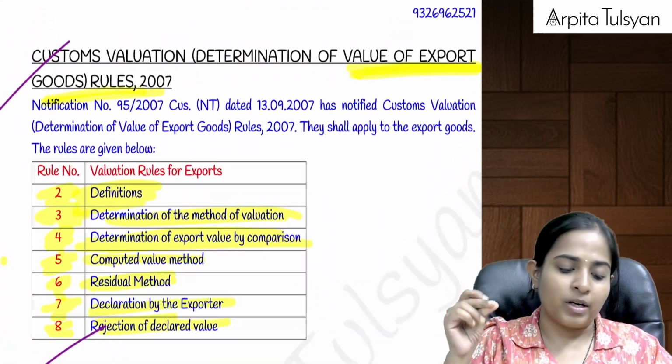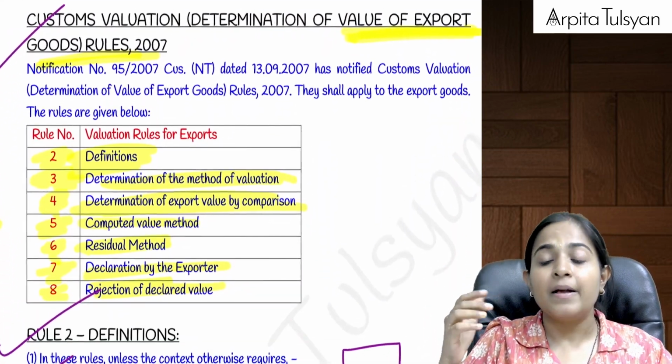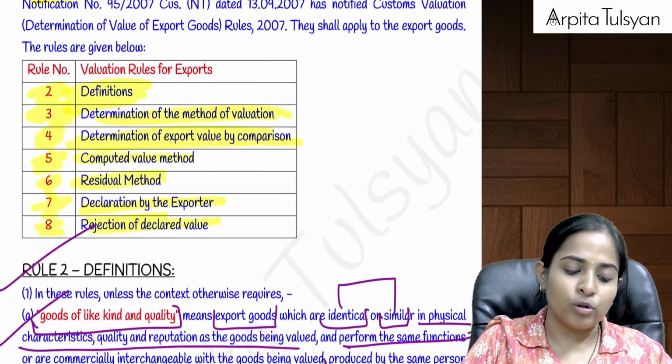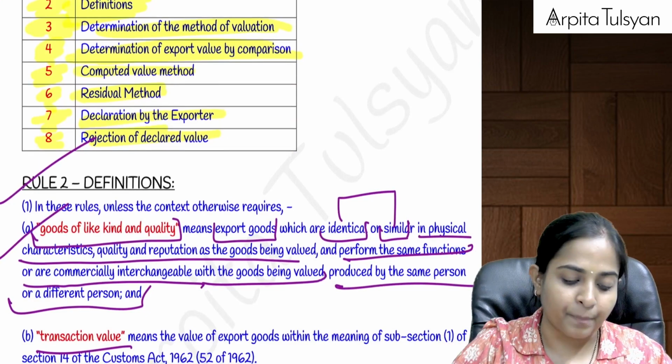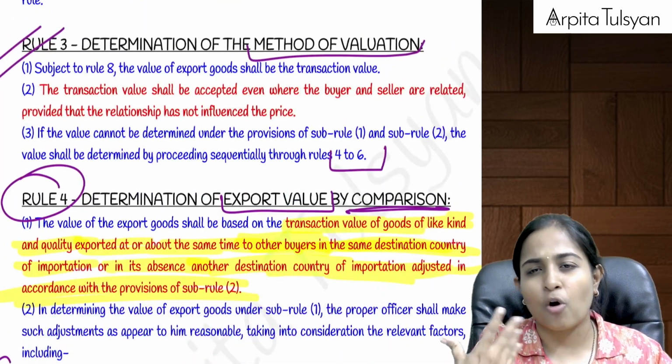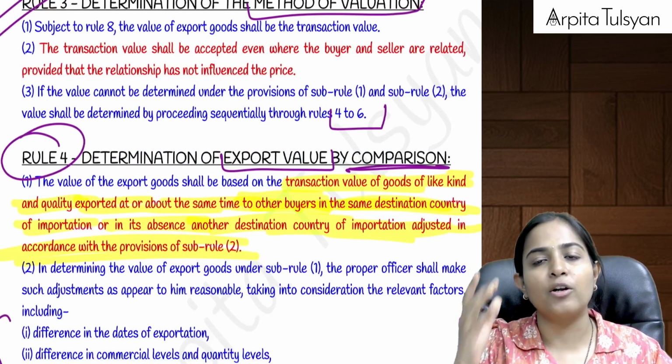Okay, chalo. Now going on to the last part of the chapter, that is export rules. Just like we did import rules, similarly we have got some export rules also, but very less and very simple. Okay, here also definitions are given, transaction value, related person definitions, almost same. Just read it on your own.